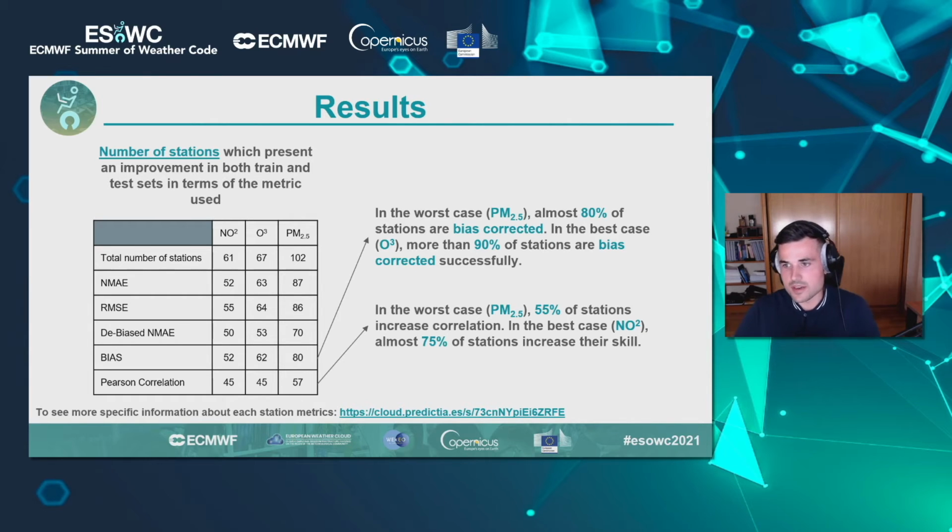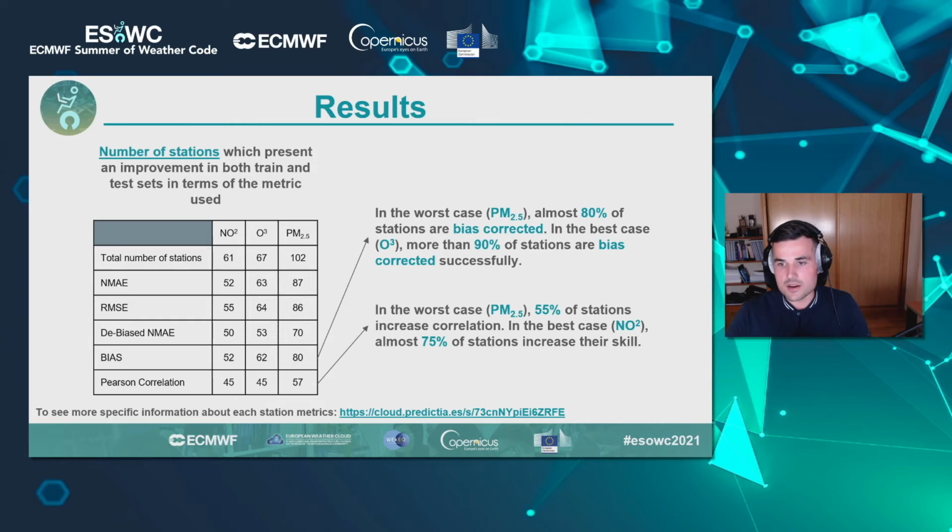As shown, there is a bias correction, a successful bias correction, of almost 80% of the stations in the worst case, which corresponds with the PM2.5. And there are more than 90% of the stations corrected in the best case, which corresponds to the O3 variable.